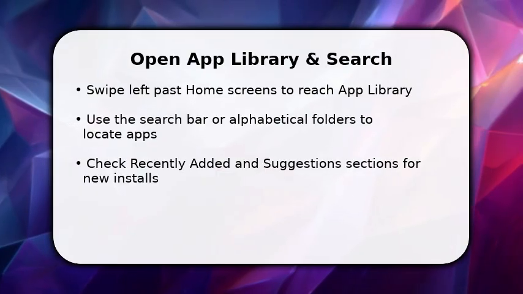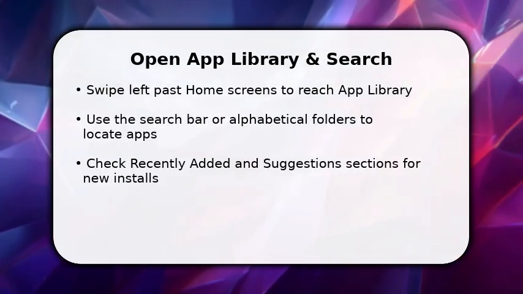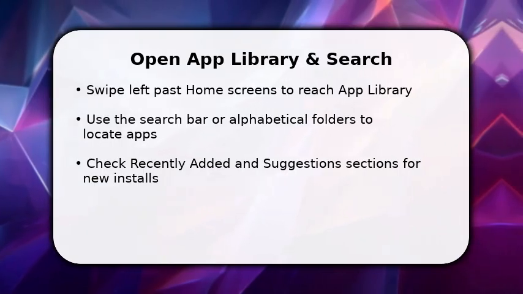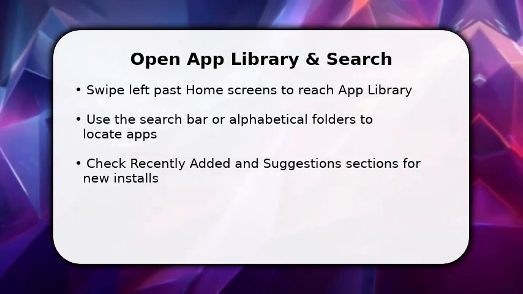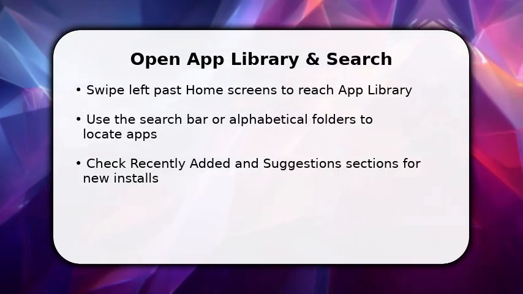Start by swiping left through home screens until you reach the app library. This is where iPhone organizes every installed app. Tap the search field at the top and type part of the app name to jump straight to it, or scan the alphabetical folders for visual grouping.